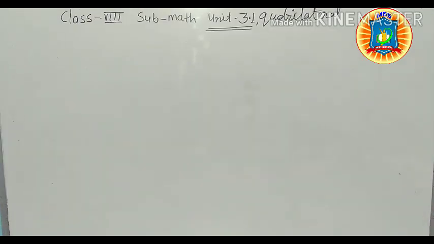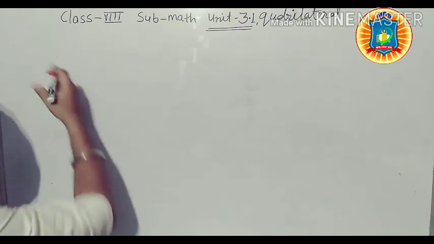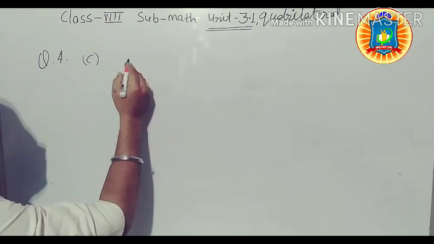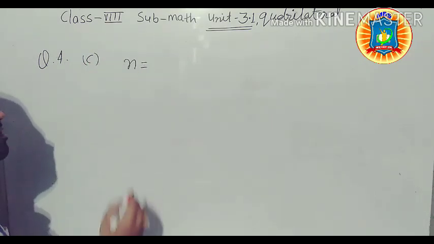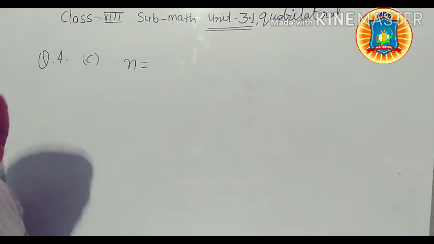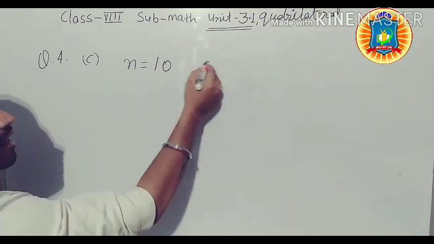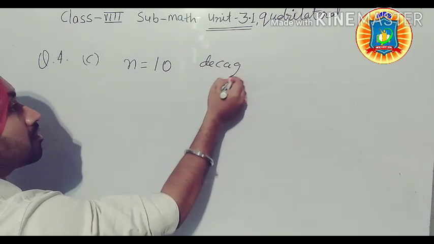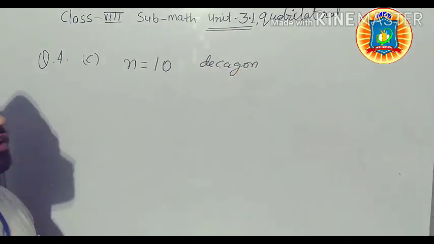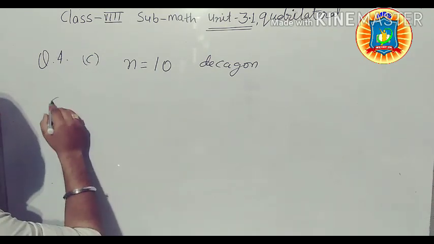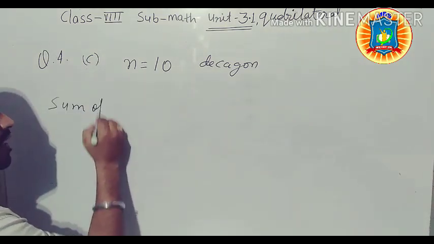Let's move to the next question. It is the C part of question number 4. Here n means the number of sides of a polygon, which is 10. It means it is a decagon. We want to find the sum of interior angles in a decagon. So we apply the formula of sum of interior angles.